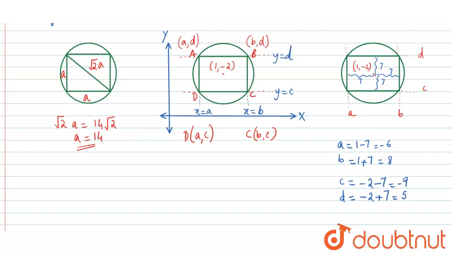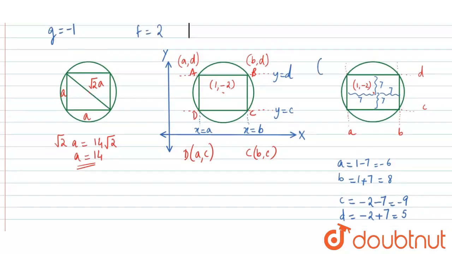So now that we have the values of a, b, c and d, we can write down the coordinates here. Vertex A will be a comma d, right? So what did we get? a as minus 6 and d is 5. And vertex B will be b comma d, that is 8 comma 5. Vertex C will be b comma c, so that is 8 comma minus 9. And vertex D will be a comma c, which is minus 6 comma minus 9.